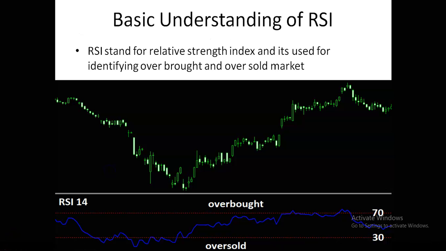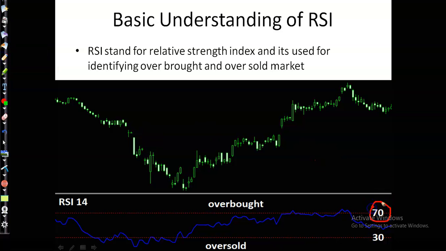Basic understanding of RSI. RSI stands for Relative Strength Index and it's used for identifying overbought and oversold markets. Here you can see I'm using two levels, one is 70 and another is 30. When price stays above 70, it's called the overbought zone. When price stays below 30, it's called the oversold zone. Price below 30 means price is cheap, and price above 70 means price is high.